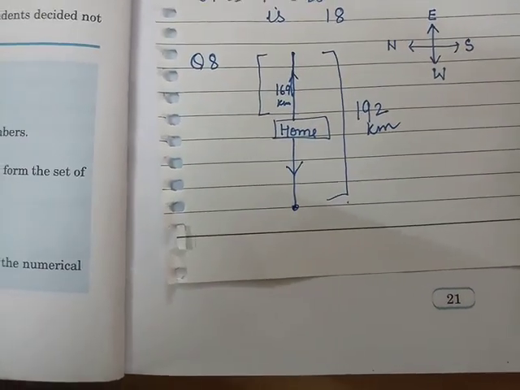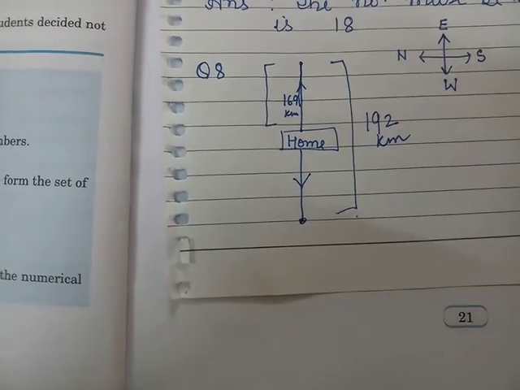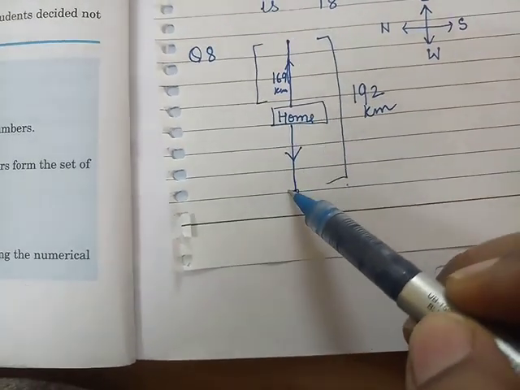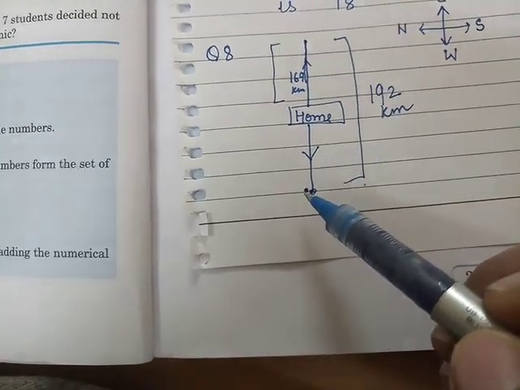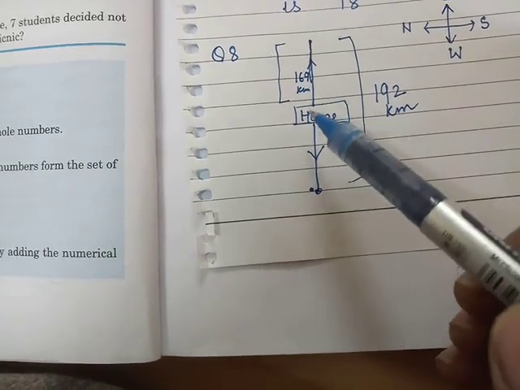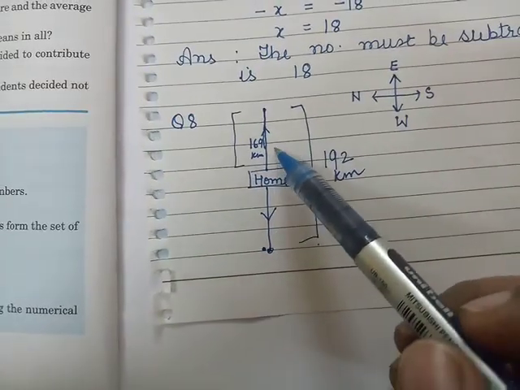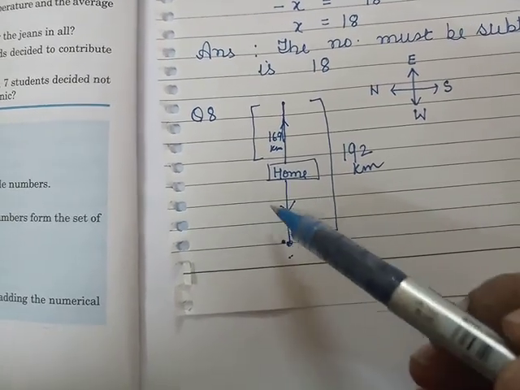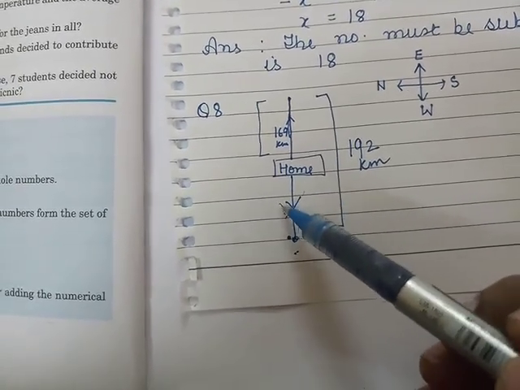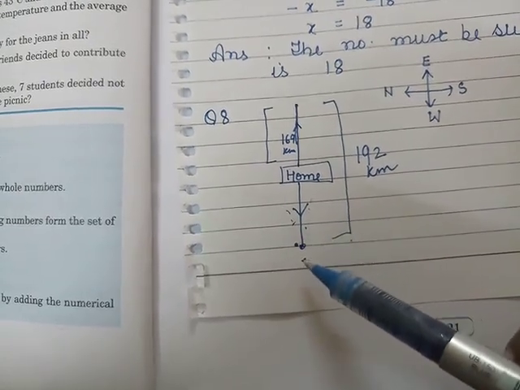Now what they are saying, how much far is he from his home? We can get the answer by subtracting 192 minus 169. And which direction? You know very well, as we marked upward east and downward west. So he is in the west direction. This arrow shows that he is moving this direction. So he is in the west direction.